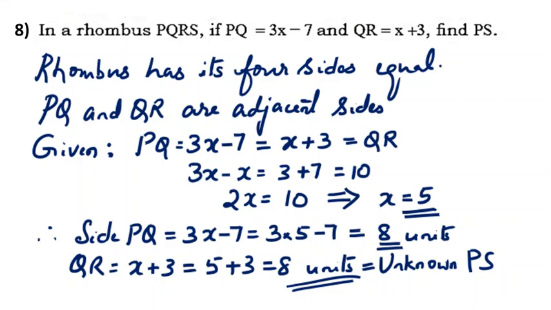This is same as the unknown side, that side PS. So that is also 8 units. So PS, QR, PQ, RS, everything is 8 units. Remember.